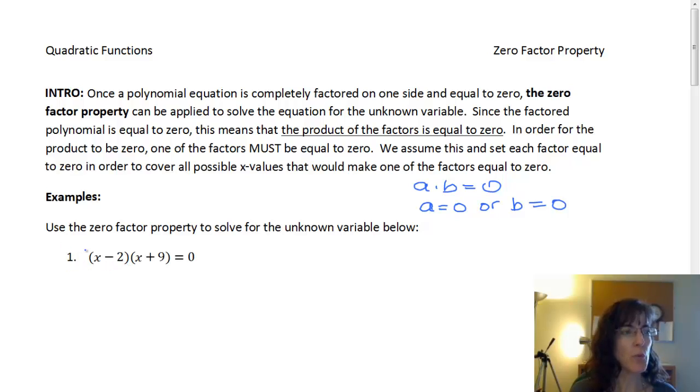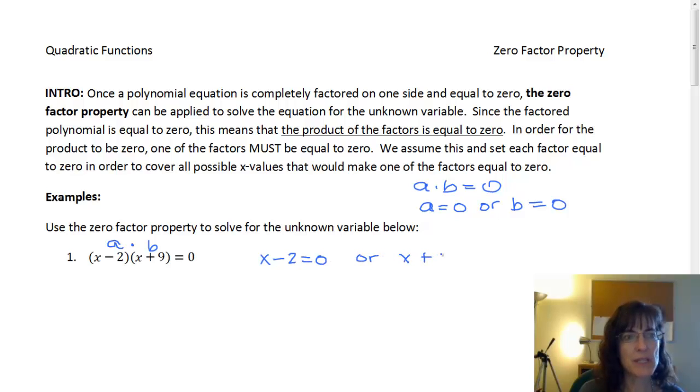So for example, we have this factored polynomial x minus 2 times the quantity x plus 9 set equal to 0. So what the zero factor property is telling us, say this is your A and this is your B, and they're being multiplied, it's saying, for example, that x minus 2 has to be 0 or x plus 9, the other factor, has to be 0. So basically we take each factor and set it to 0.